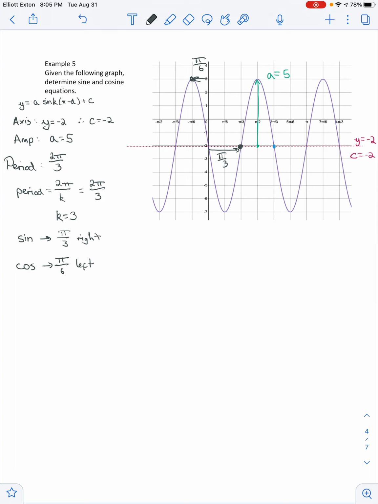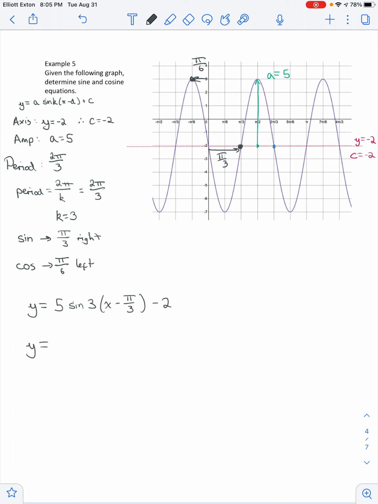So let's put this all together. Let's do sine first. So our a value is 5. Sine, our k value is 3 times x, and pi over 3 to the right means x minus pi over 3. And our c value is negative 2.